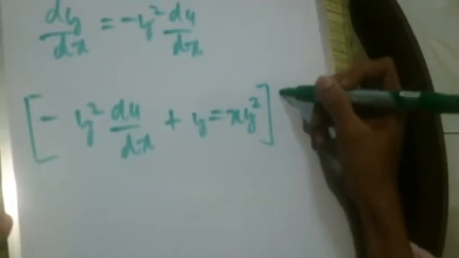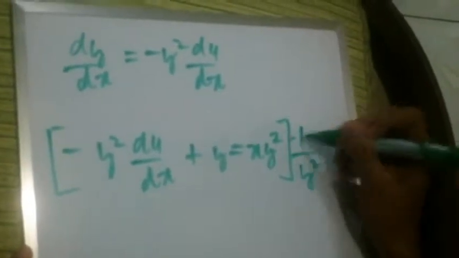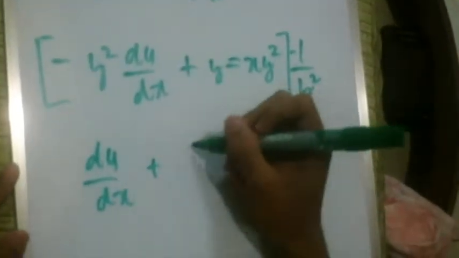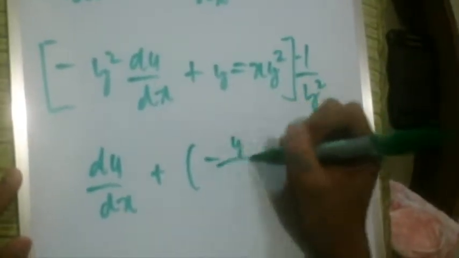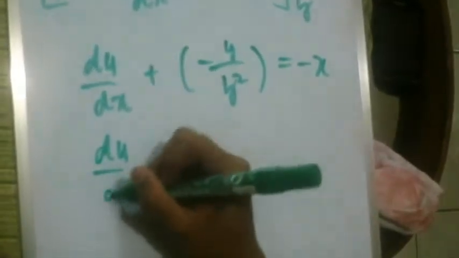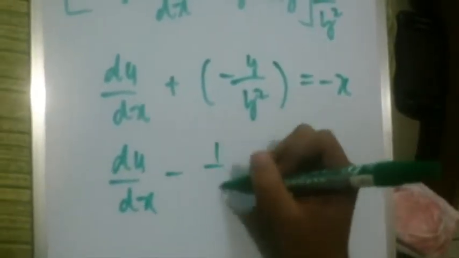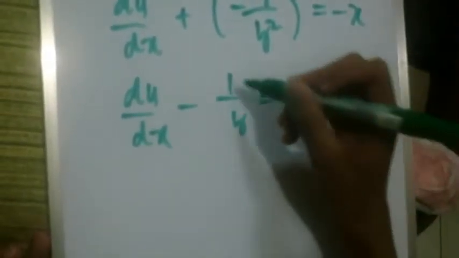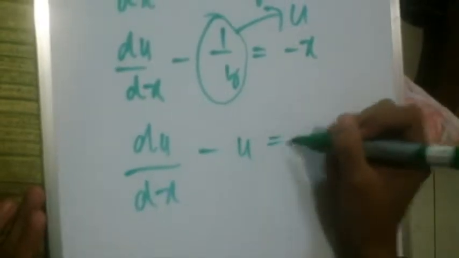We multiply the whole equation with negative 1 over y squared. du over dx plus negative y over y squared is equal to negative x. Simplifying, du over dx minus 1 over y is equal to negative x. 1 over y is equal to u. So, du over dx minus u is equal to negative x.